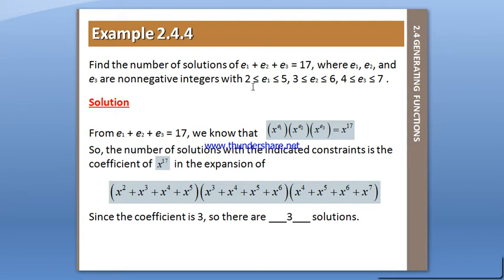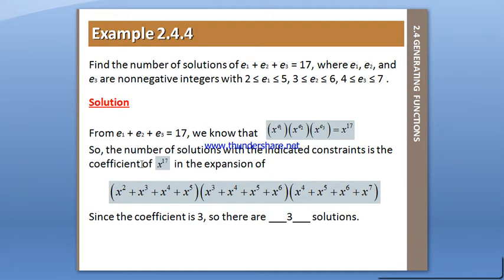This is to count the number of solutions. The question is: find the number of solutions of e1 plus e2 plus e3 equal to 17, where e1, e2, e3 are non-negative integers with 2 less than or equal to e1 less than or equal to 5, e2 between 3 and 6, and e3 between 4 and 7. Now, in order to get e1 plus e2 plus e3 equal to 17, we write the expression as x^e1 times x^e2 times x^e3, where the exponent sum is 17. The given equation is written equivalently in terms of x to the power e1 plus e2 plus e3 equal to 17.